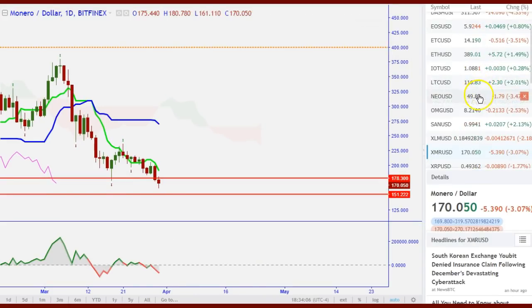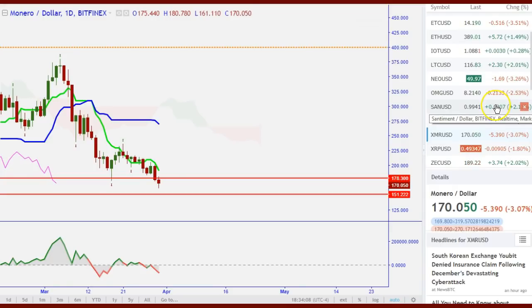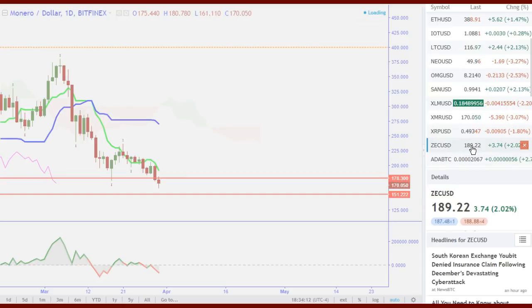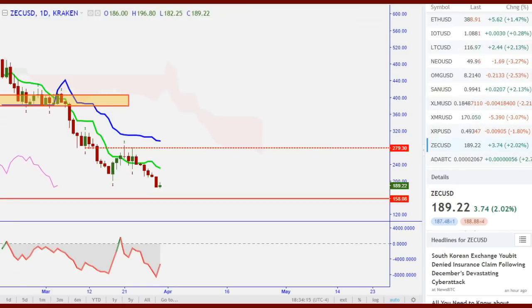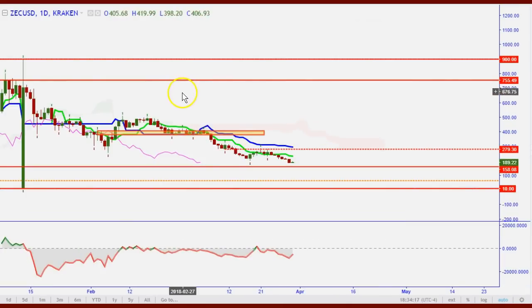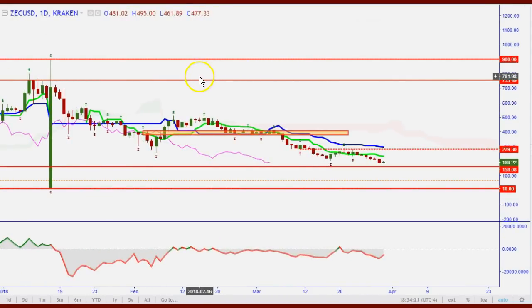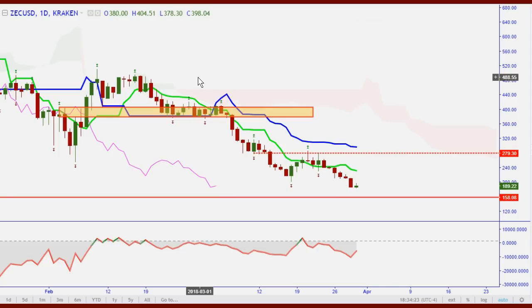So this is Monero Dollar. Let's go to Zcash US Dollar. Let's go to ZEC US Dollar. All right, so then we got basically this pair again. I don't know why I looked at this. Maybe I'm expecting a pullback here.